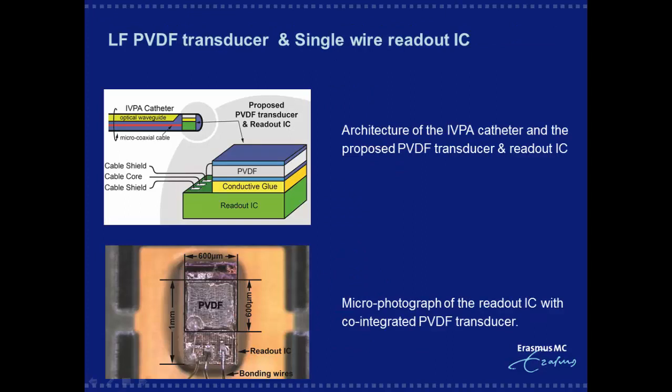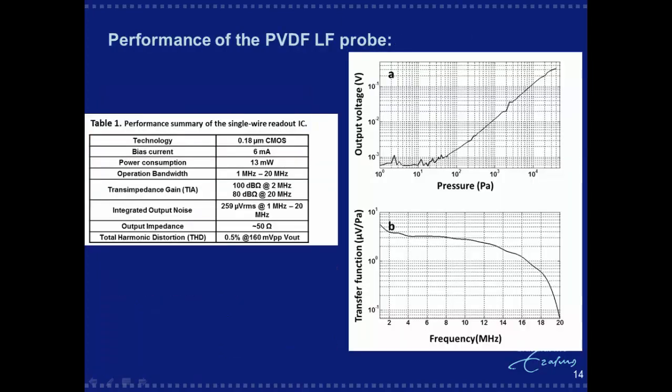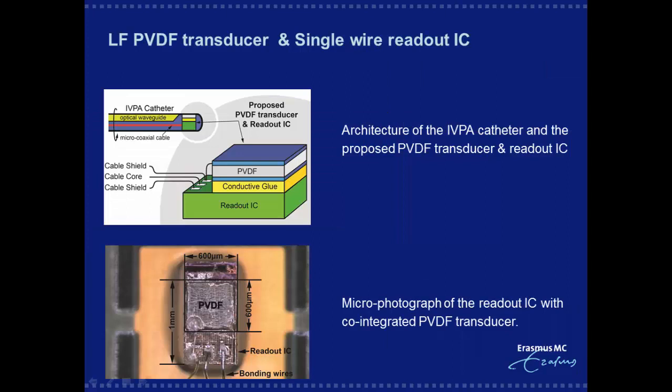We know that PVDF transducer has really low acoustic impedance and really outstanding broadband receiving performance. However, it has a really high electrical impedance. So we need to design an IC to match this impedance. Particularly, we need to adapt these things to this intravascular application, so it needs to be as small as possible. And we have this single wire readout IC design. It's using a single cable to power and read out the signal.